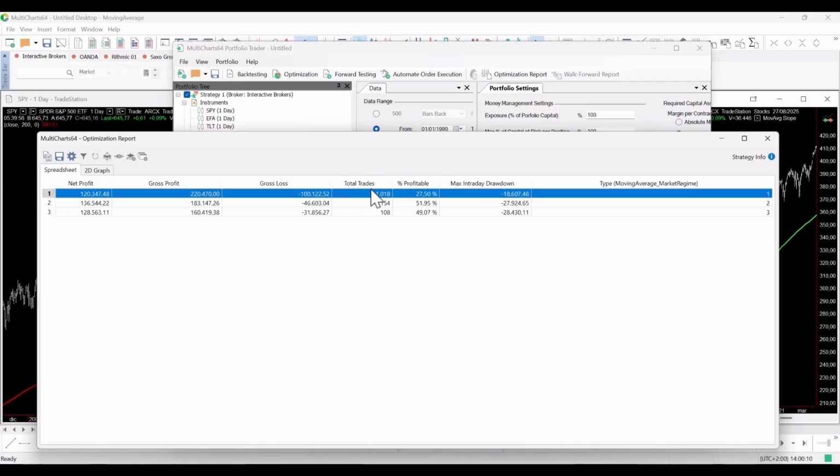total trades and percent profitable. So what does total trades represent? It's the number of trades that are executed with that specific approach. And percent profitable is simply the win rate, how often a trade ends in profit compared to how often it ends in loss.